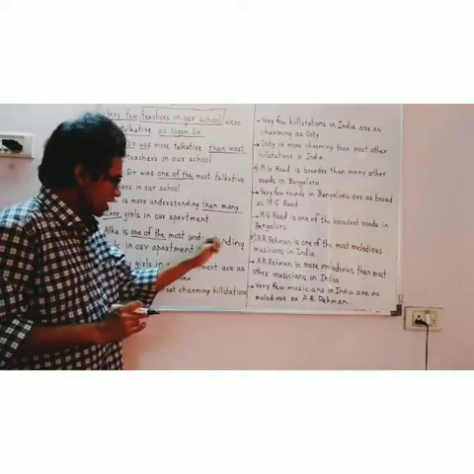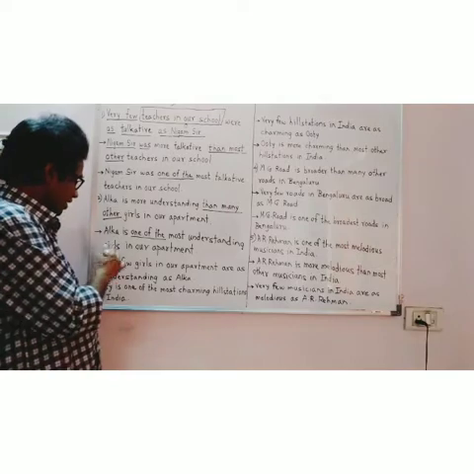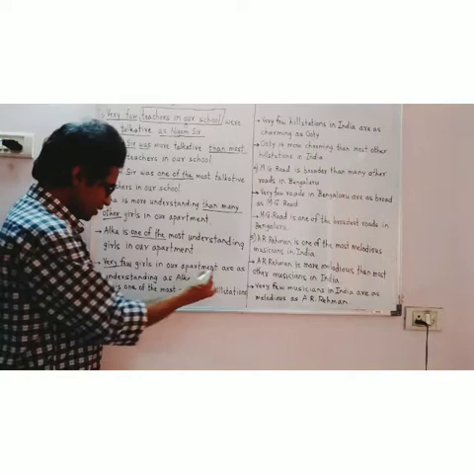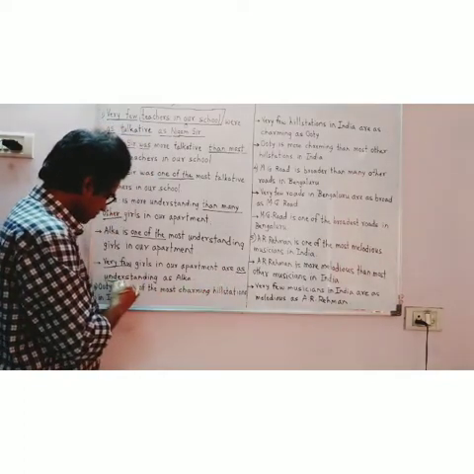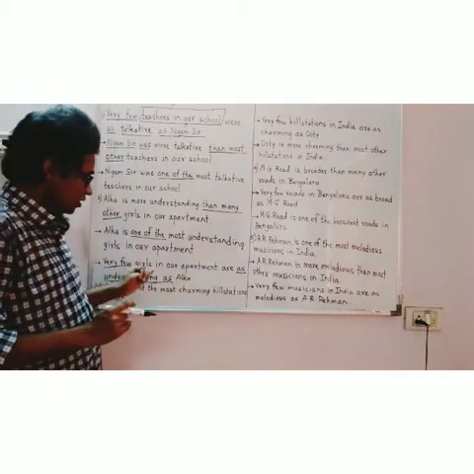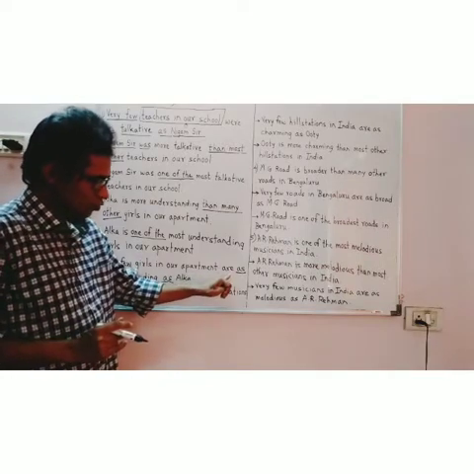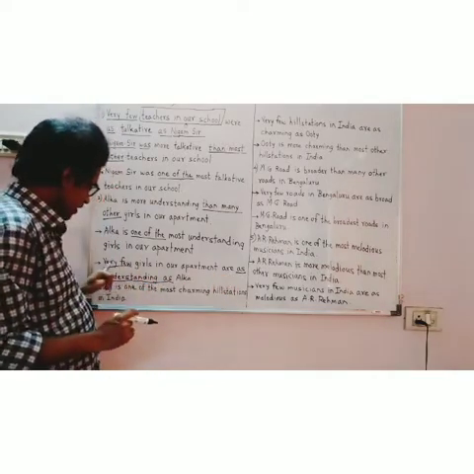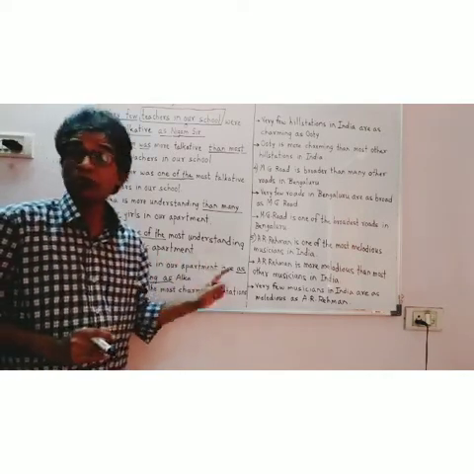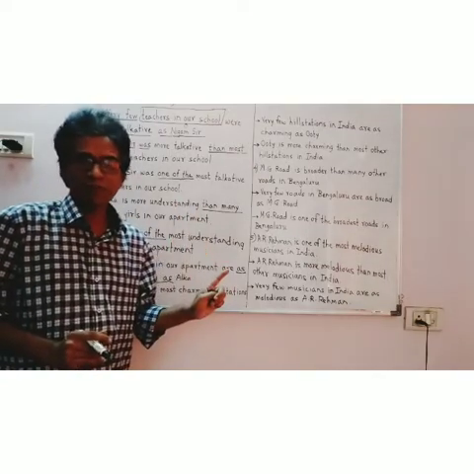Alka is one of the most understanding girls in our apartment. Okay. Now, from these two words, very few, and as, adjective, as, you can understand it is positive degree. So the answer is: Very few girls in our apartment are as understanding as Alka. And note down, in a degree sentence beginning with very few, the verb is always plural, never singular, always plural. Note this point down.